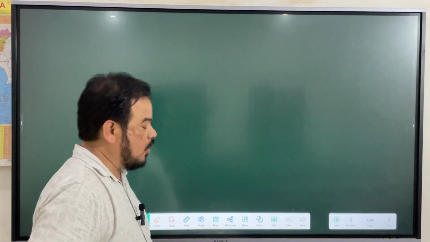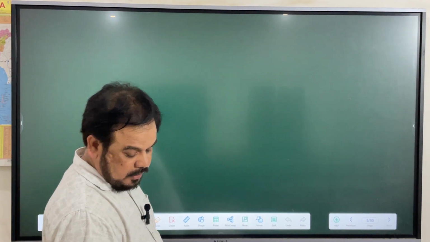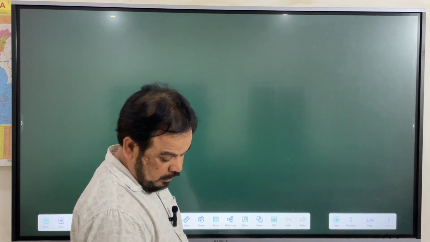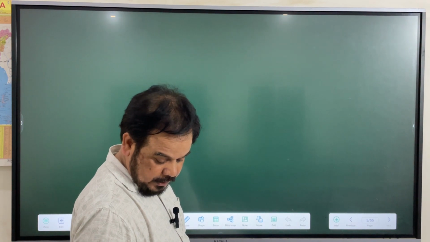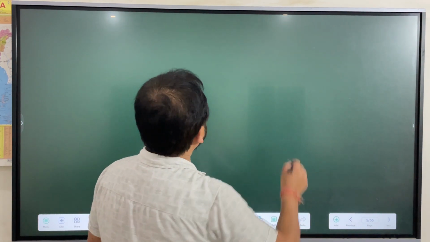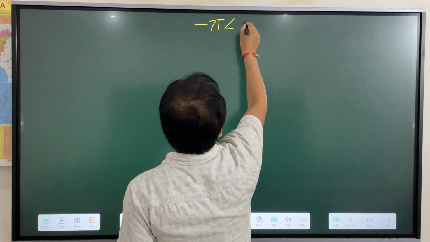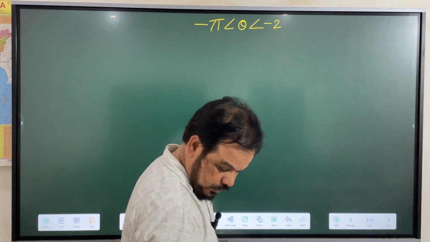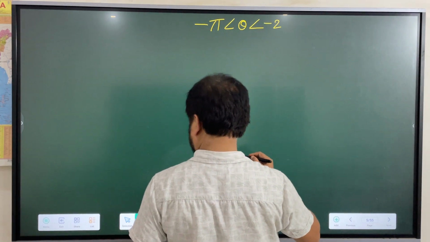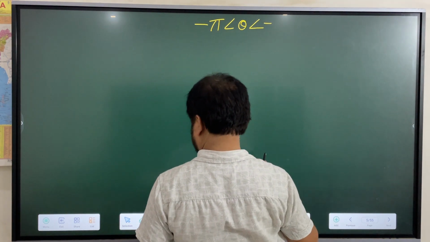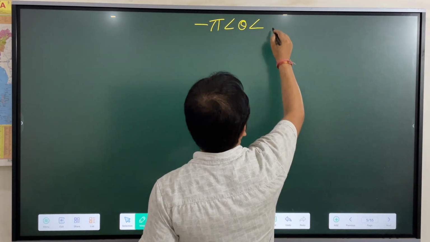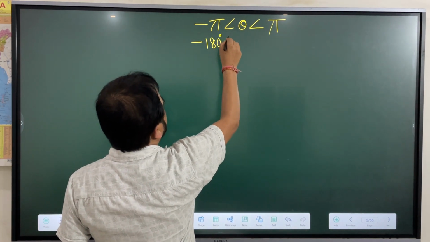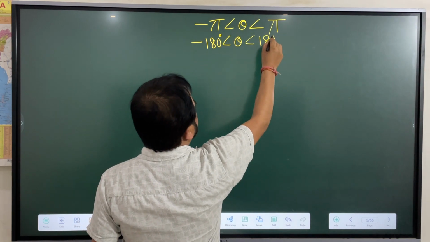Now there is one condition: whatever theta is, that value should always be in between something, which I will write now. The value will always be minus pi, theta, pi. Sorry, only pi. That means minus 180 degree is less than theta, which is less than or equal to 180 degree.